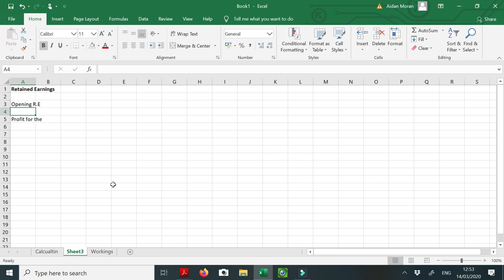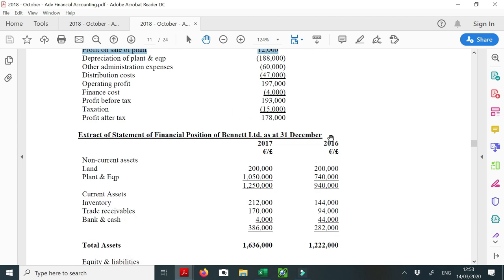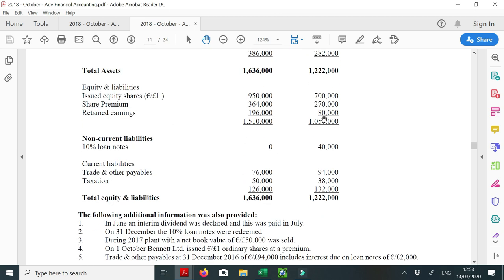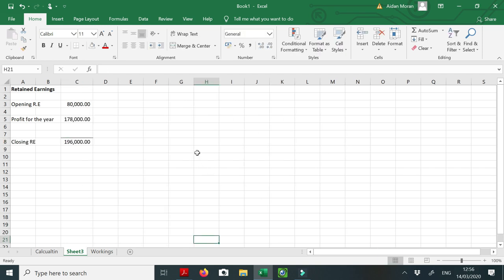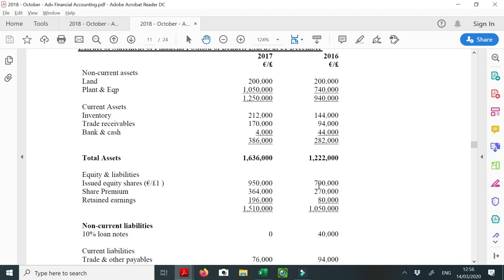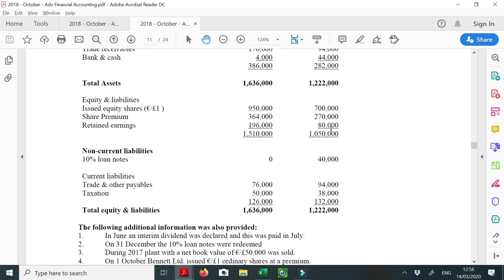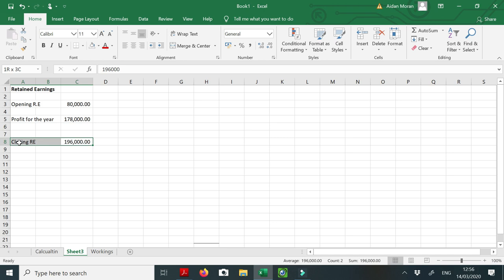So if I just make a quick summary of what was actually happening. I have got my opening, make sure I have the right year, my opening retained earnings were 80,000. And my closing retained earnings were 196.